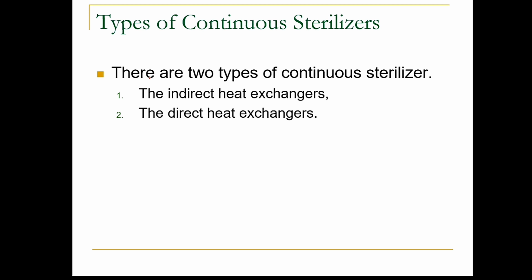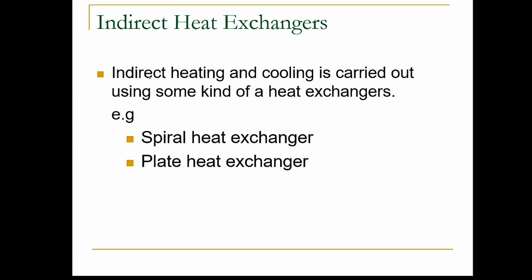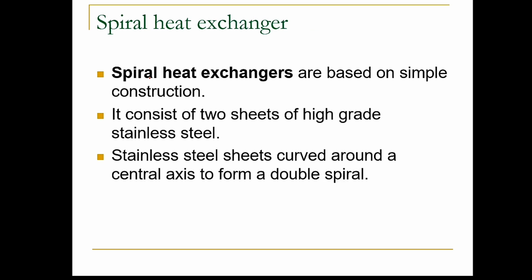The types of continuous sterilizers. There are two types, direct and indirect heat exchangers. Indirect heat exchanger heating and cooling is carried out using some kind of heat exchanger like spiral heat exchanger and plate heat exchanger.